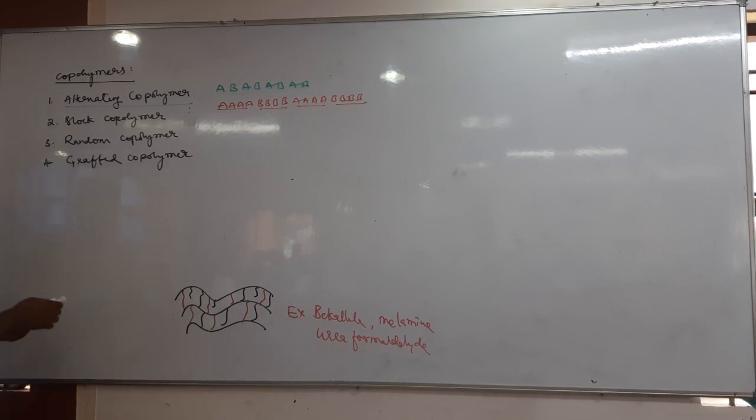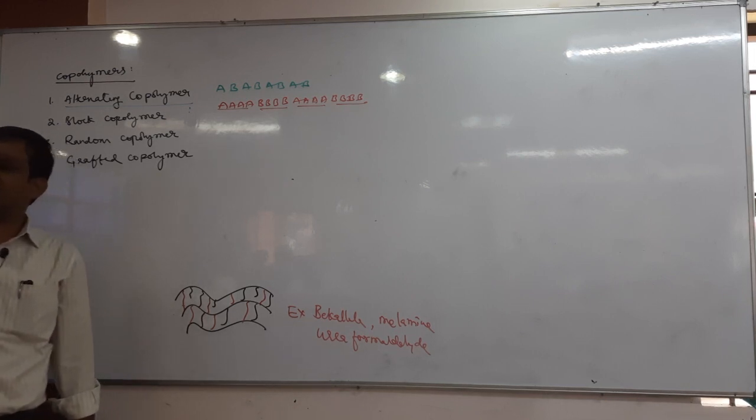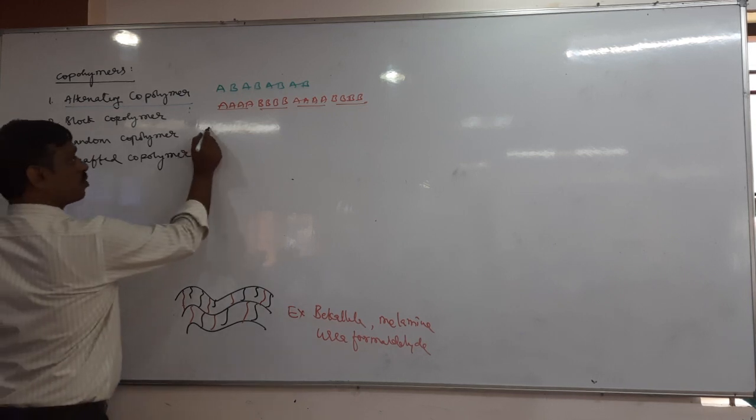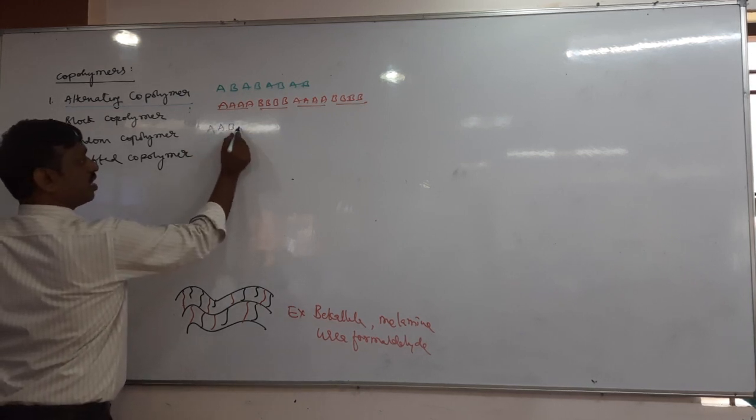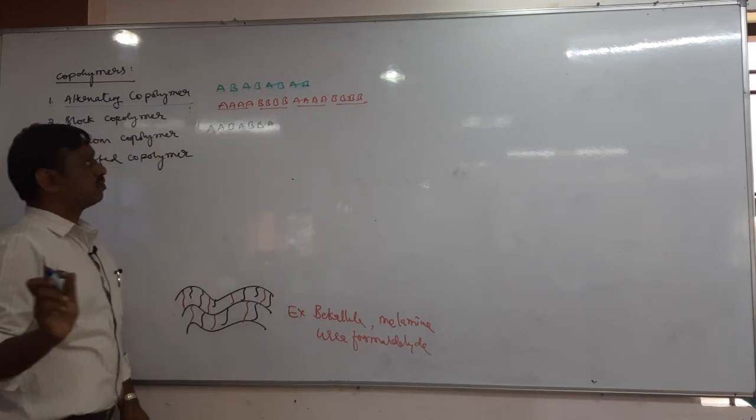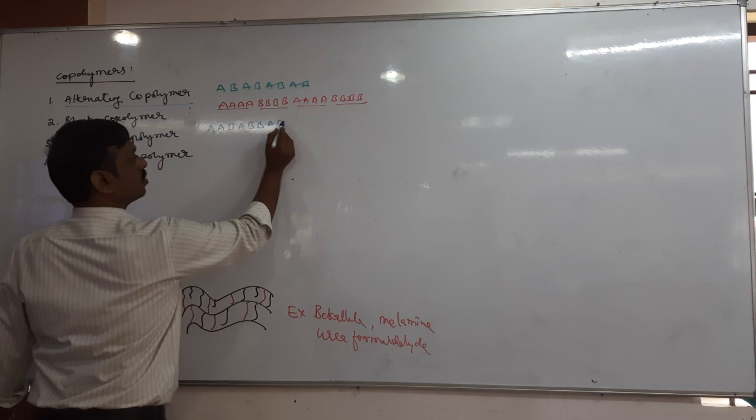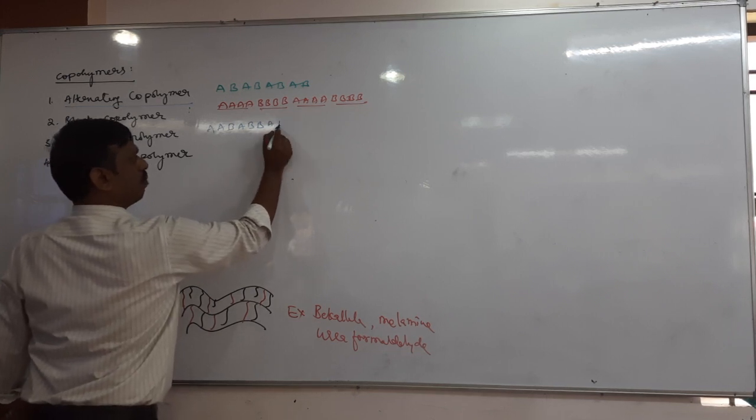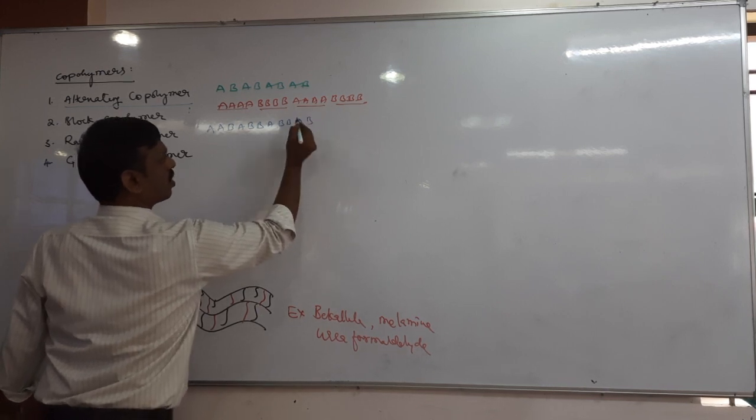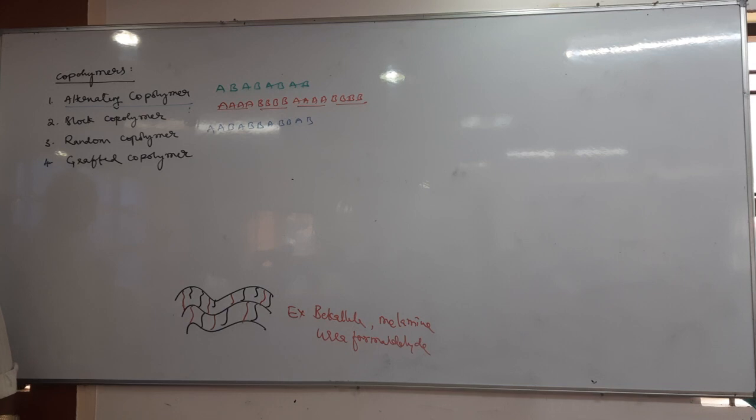Next is random. In random copolymer, in the polymer chain, monomers are arranged randomly, not in any particular sequence. For example, A is there, then B, then A, B, A, like that randomly, not any particular arrangement. Therefore, in a polymer chain, if the monomers are arranged randomly, then they are random copolymers.